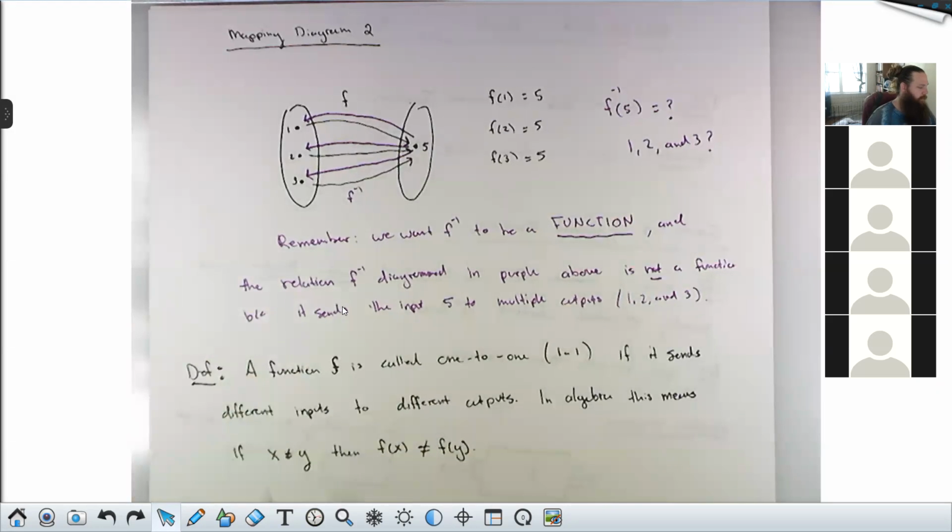So I'm thinking of x and y as being two inputs. If I have two different inputs, then their outputs will be different. In other words, no two distinct inputs get mapped to the same output. And you see how this violates that, right? If I take x to be 1 and y to be 2, then 1 is different from 2, so x is different from y. But f of 1 is 5, f of 2 is 5. So we don't have f of 1 is different from f of 2. That's in violation of this definition.